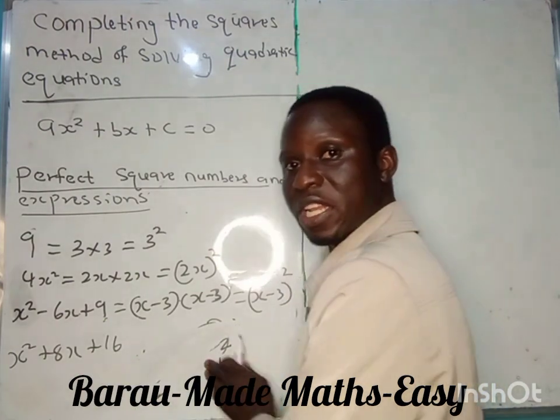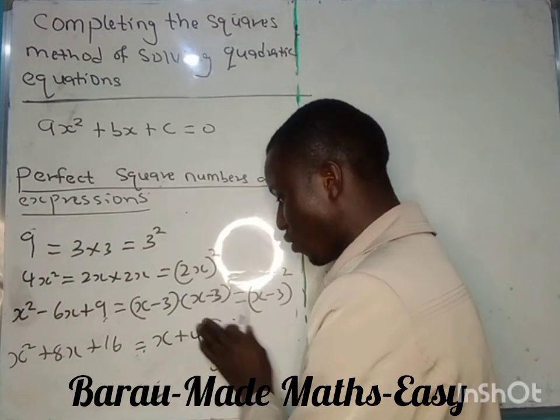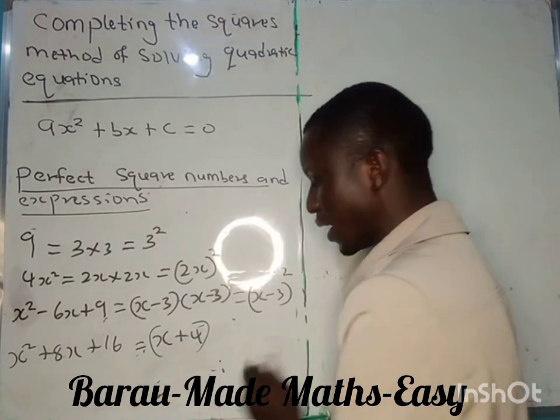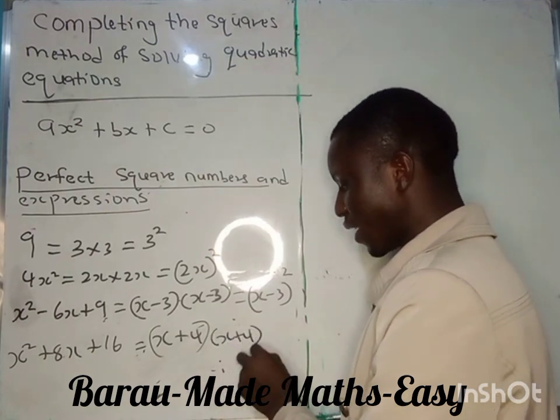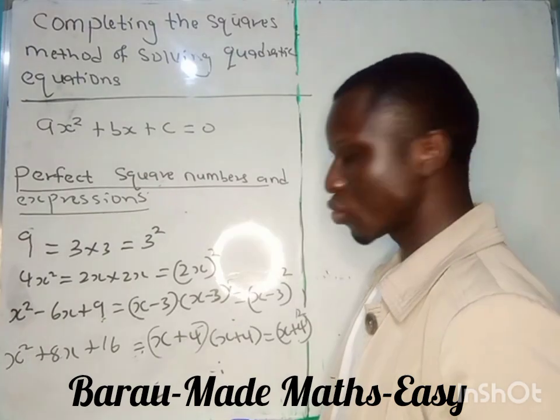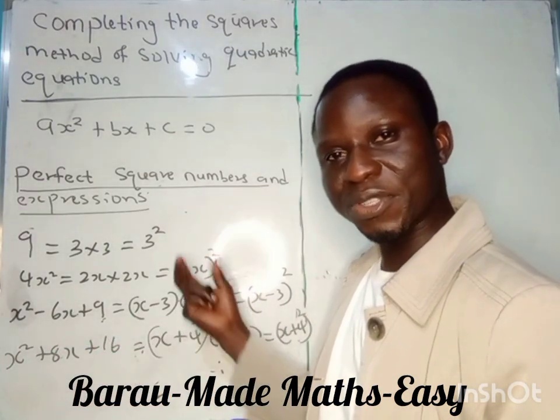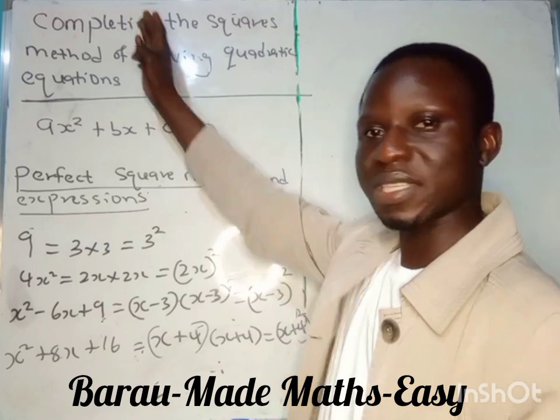So it means the perfect square now will be x plus half of this number, which is our 4, multiplied by another x plus 4. And finally, we have it as (x plus 4) all to the power 2. So we are going to apply this concept to solve a quadratic equation using the method of completing the square.